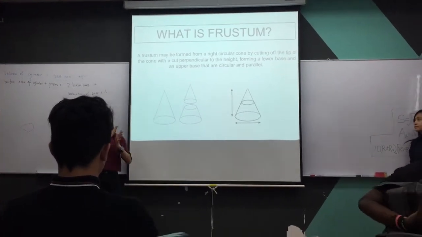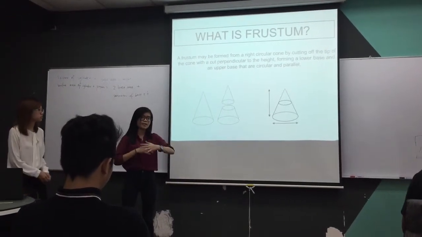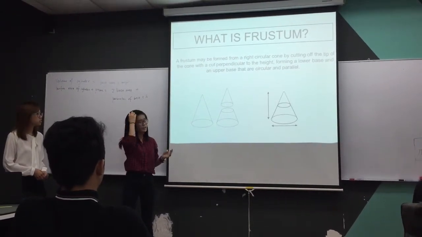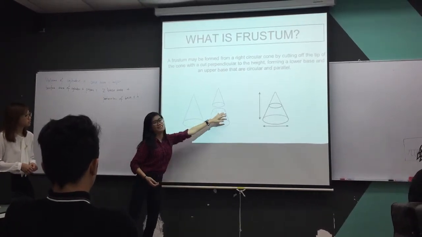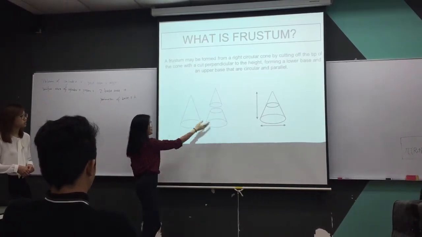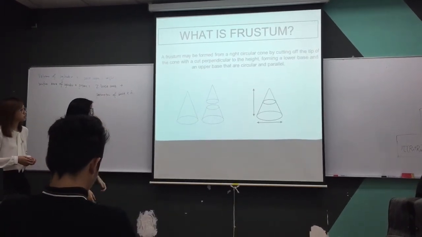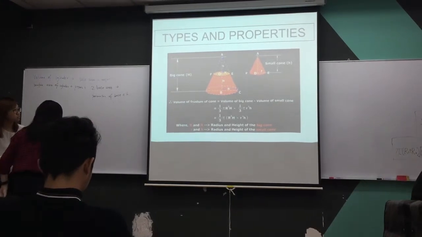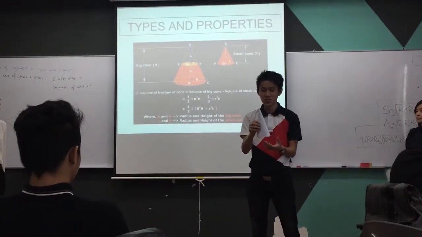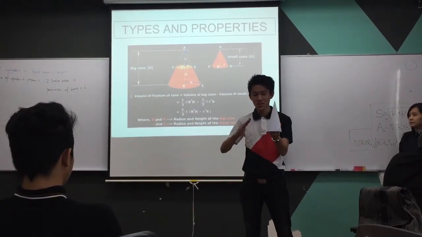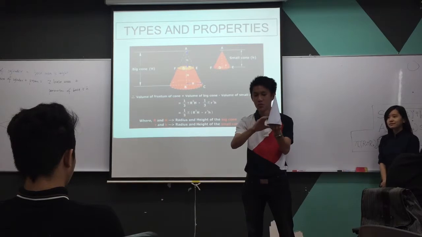So moving on, what is a frustum? A frustum is created by slicing off a cone. This is a cone, so after you slice it, it's a frustum. So this is a cone, and you cut it in half to get a frustum. So here's a question. When you cut it in this way, is it a cone above, or is it a frustum at the bottom?